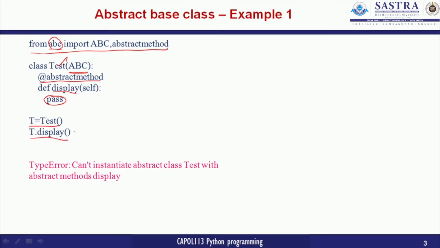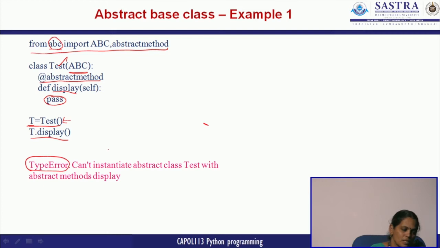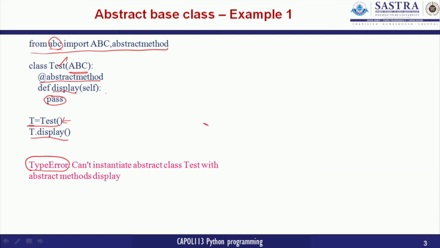So while I am executing this program, automatically the interpreter will throw a type error. Why will it throw this error? Because this test class is an abstract base class, so we can't create an object for this abstract base class. Why does the interpreter not support object creation for the abstract base class? Because for the abstract base class, the entire class definition is not yet completed, so we can't create an object for the abstract class.